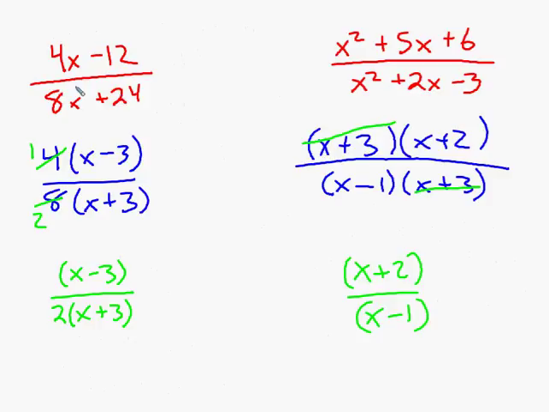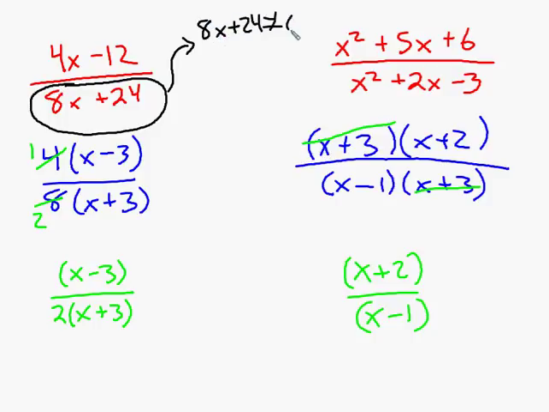So let's go to this one. This denominator could not be 0. I don't care what happens after I factored it and canceled, because there's a hole there. Regardless of what happens, there is a hole there. So I'd say 8x plus 24 cannot be 0. 8x cannot be negative 24. And x cannot be negative 3. So this is the restriction on that answer.